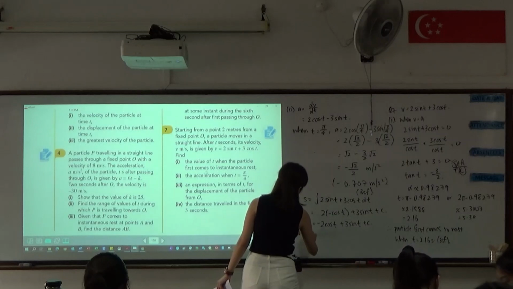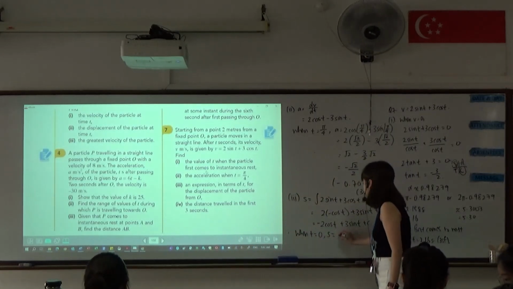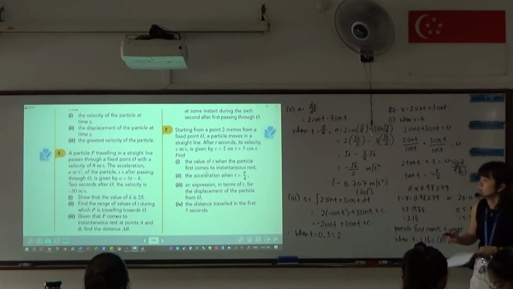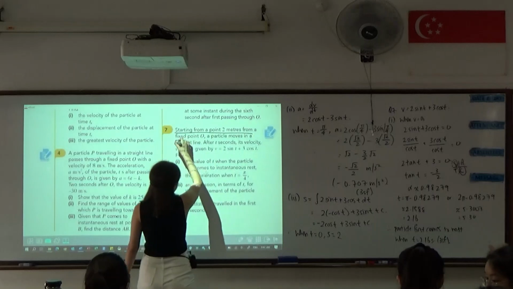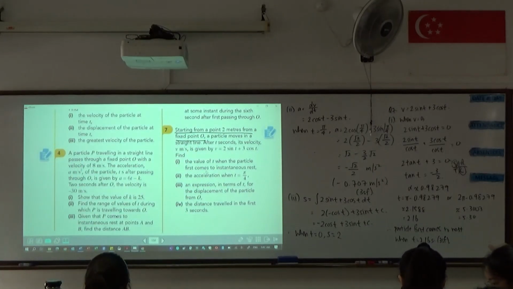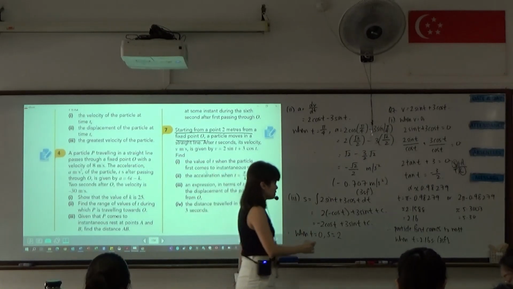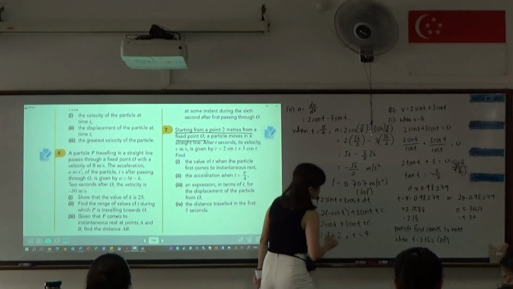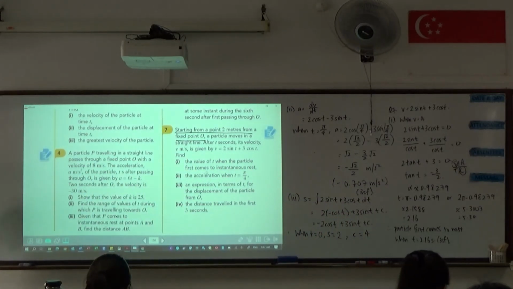That can be done whereby when t equals to 0, s has been given to be 2 itself, because the question says that starting from a point 2 meters from a fixed point O, the particle actually moves. So this is the information we will use in order to find the value of c. So c equals to 4. I leave the full set of working for you to do.